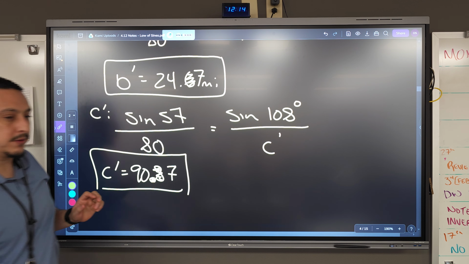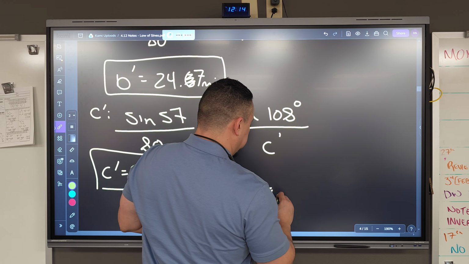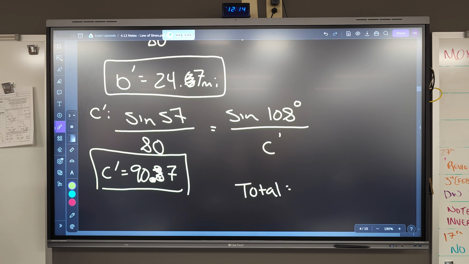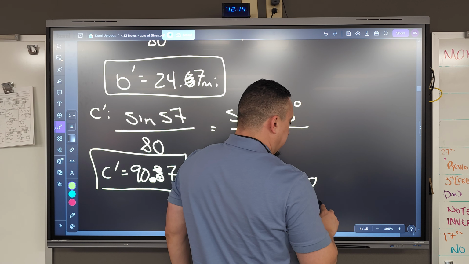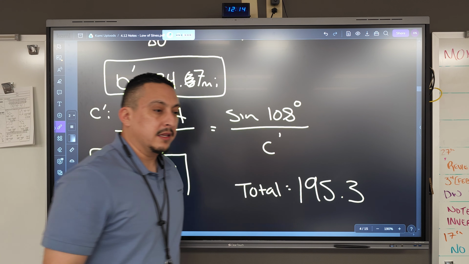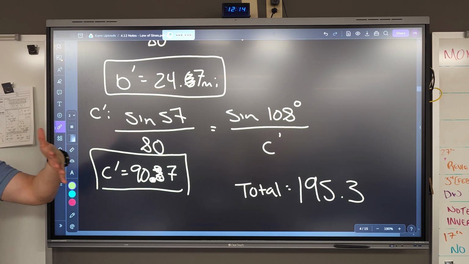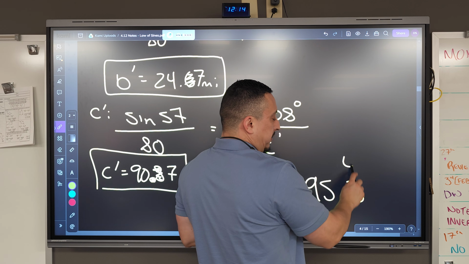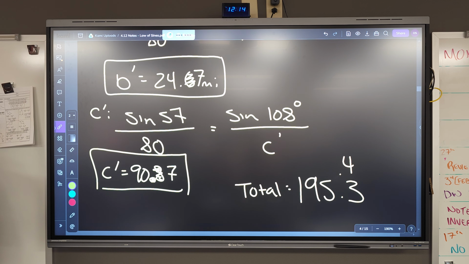So what would the whole total be? It'd be 24.7 plus 90.7. When you're adding those, you don't wanna use the rounded 0.7, you wanna use the big decimal in your calculator. 195.3. Did you use the whole big number each time, Ray? No, okay, so it might be 195.4. Yeah, that's the only thing that happens. If you don't use the whole decimal, your answer is a little bit off at the end.